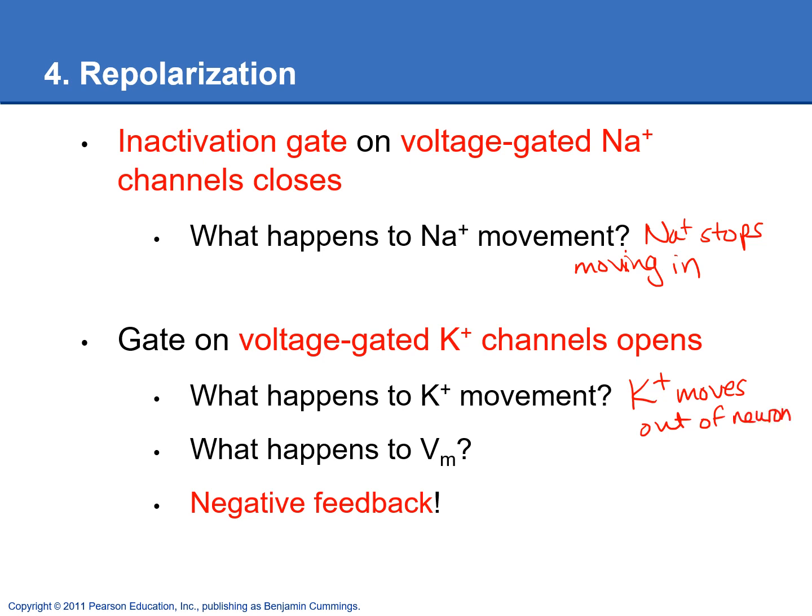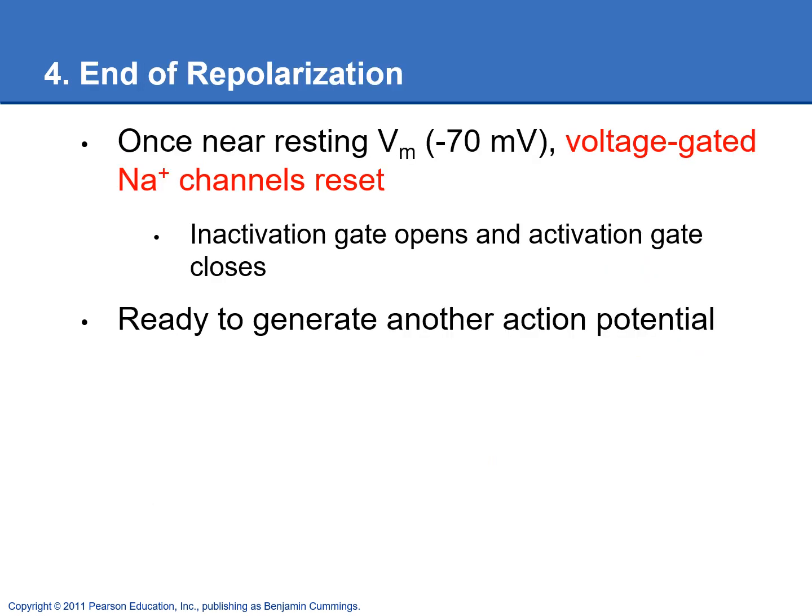And as potassium leaves with its positive charge, that's going to cause the repolarization phase. And that creates negative feedback. And we return back towards the resting membrane potential. And the voltage-gated sodium channels will reset right near the resting membrane potential, and then we'll be ready to have another action potential again.